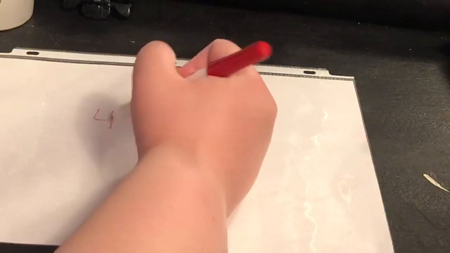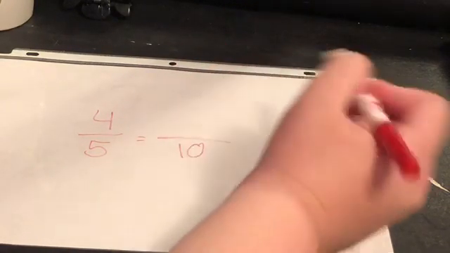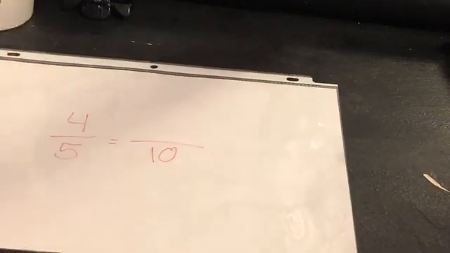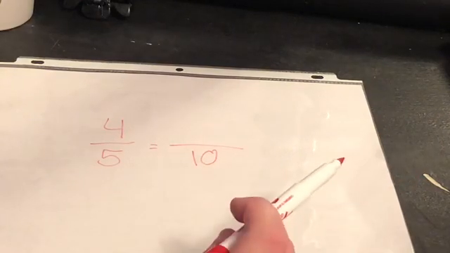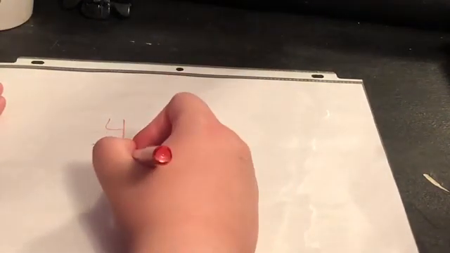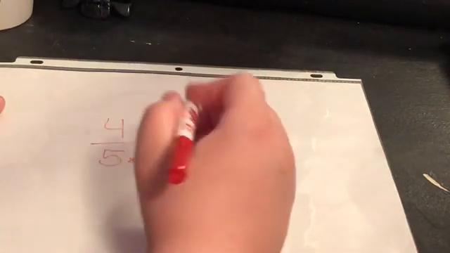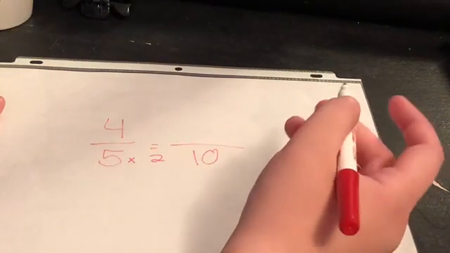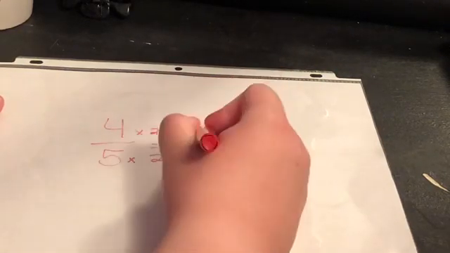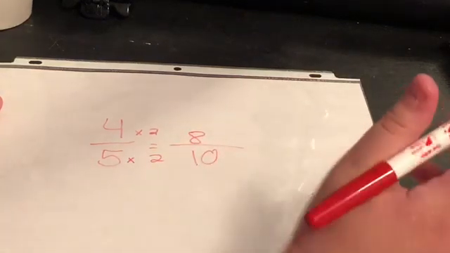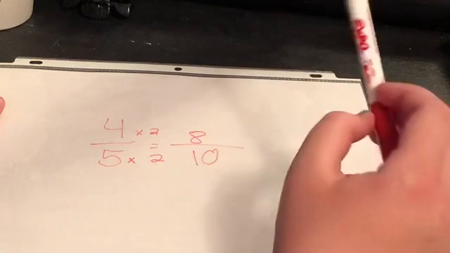Now we'll do 4/5 is equal to blank over 10. We're going from smaller to bigger, smaller to larger. So what are we going to do? We're going to be multiplying. 5 times what equals 10? 5 times 1 equals 5. 5 times 2 equals 10. What we do to the denominator, we have to do to the numerator. 4 times 2 is 8. So an equivalent fraction to 4/5 is 8/10.